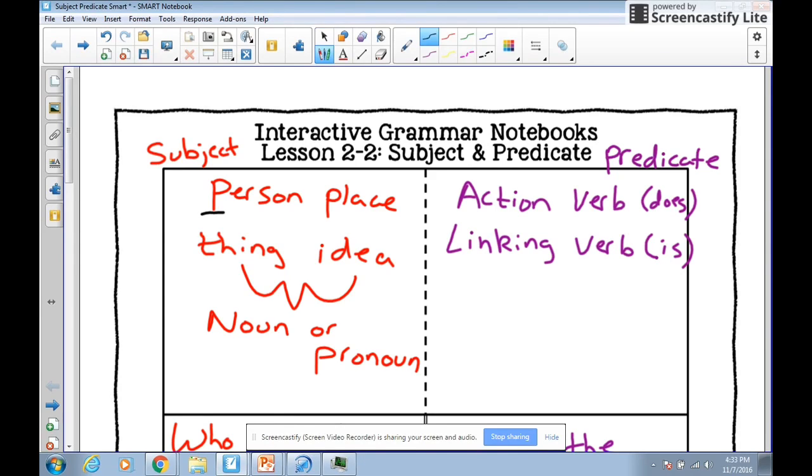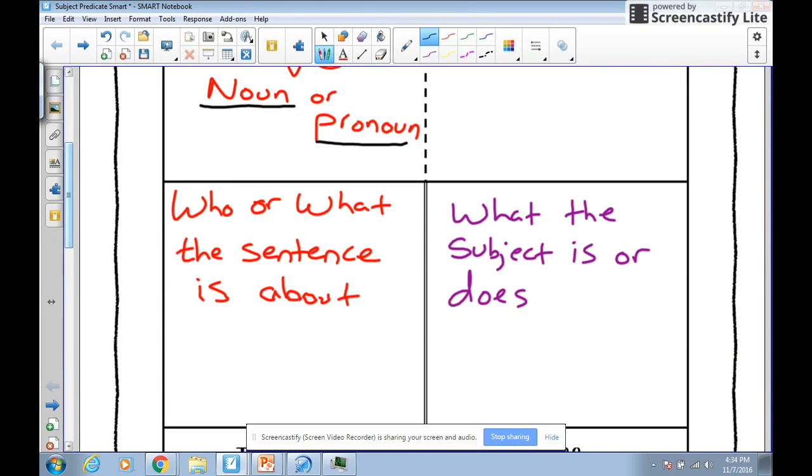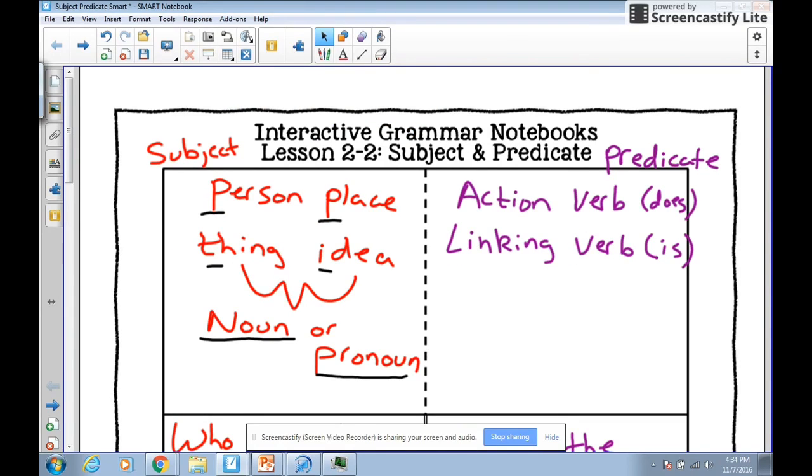A subject is a person, place, thing, or idea. So this should sound familiar because all these characteristics describe a noun. Subjects can also be a pronoun. Remember, pronouns are words like he, she, it, they. A pronoun replaces a noun. So like he would be a person, there would be a place, and so on. If we take a look at the definition of a subject, it is who or what the sentence is about. So when we try to find a subject, our job is to ask who or what a sentence is about.